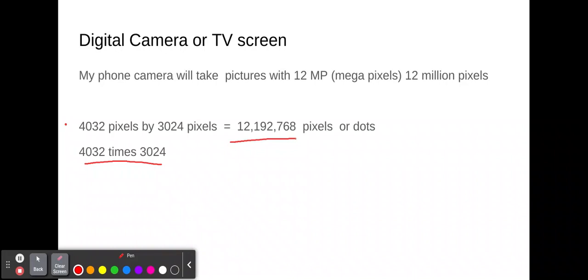So the 12 megapixels is an approximation. They don't necessarily give us exactly the number. They're not going to tell us it's 12,192,768 dots on there.